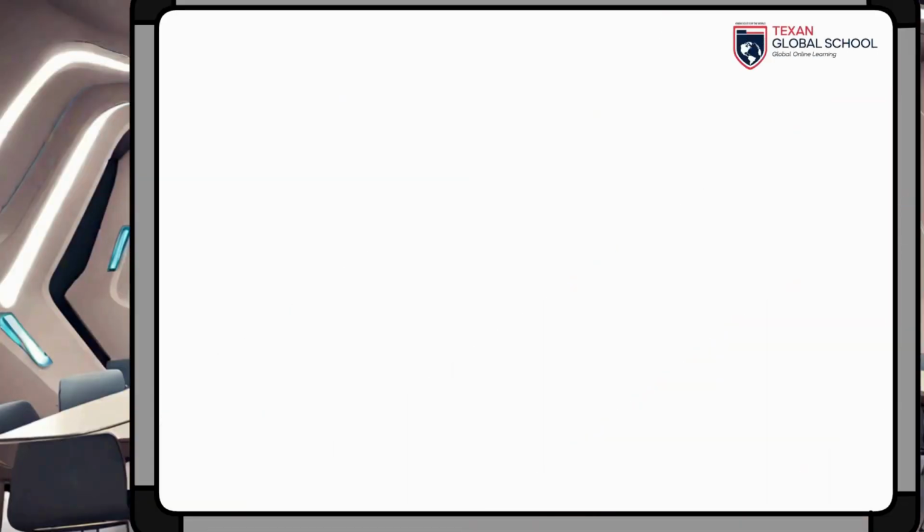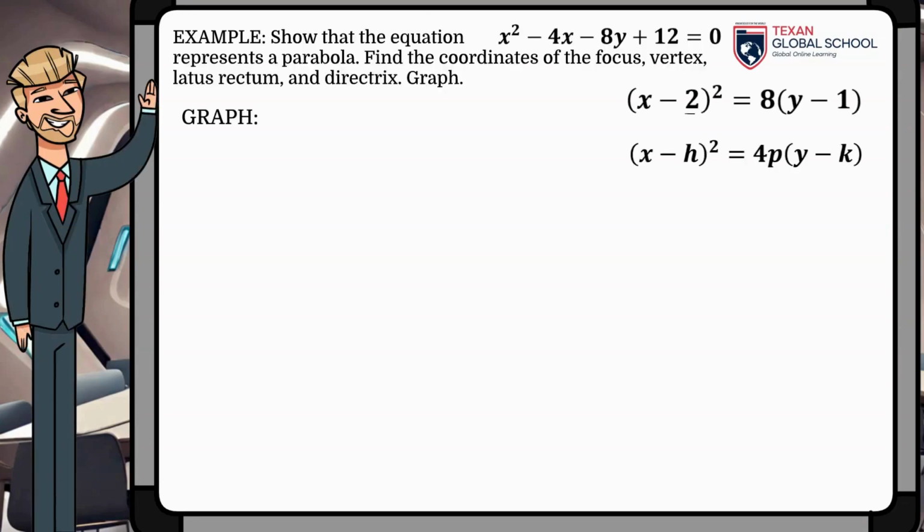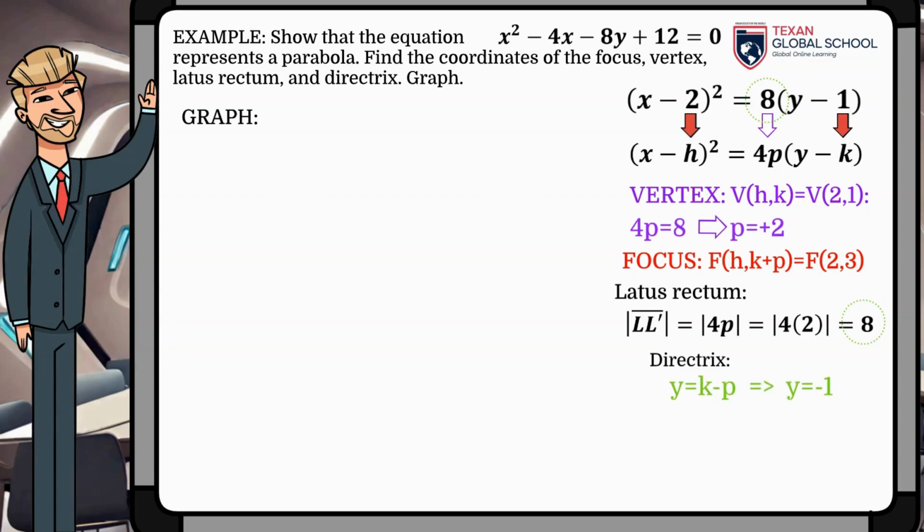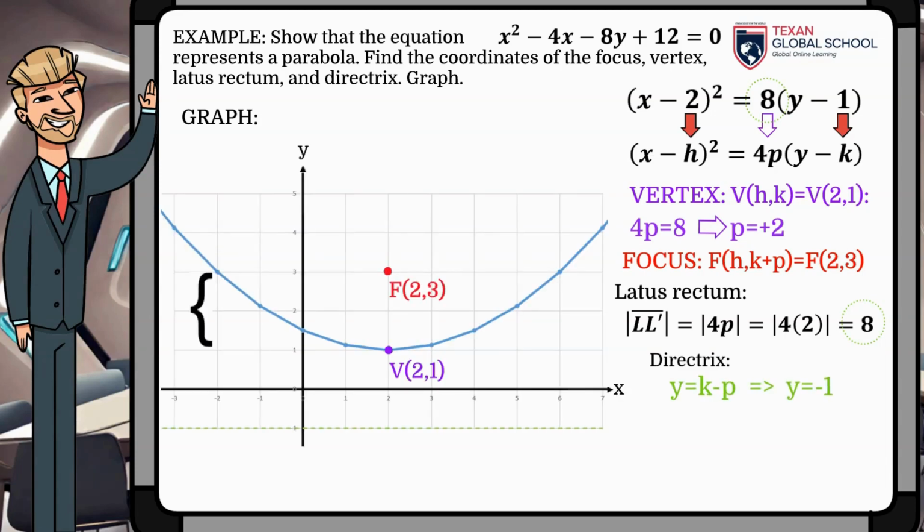The vertex is at point h, k, that is, in 2, 1. From the same equation, we can directly obtain the value of p, in this case, it is equal to 2. Since it is greater than 0, the parabola opens upwards. The focus can be obtained with the coordinate h, k plus p, so, the focus is at point 2, 3. The latus rectum measures 8, since it is 4 times p. And the equation of the directrix is y equal to k minus p, so it is y equals -1.